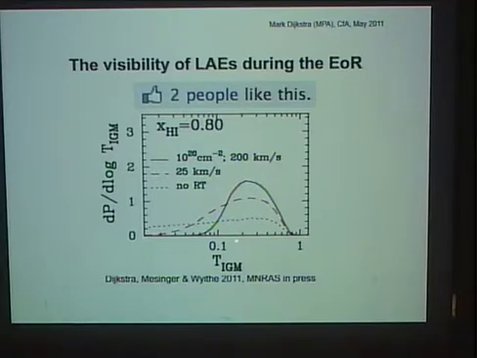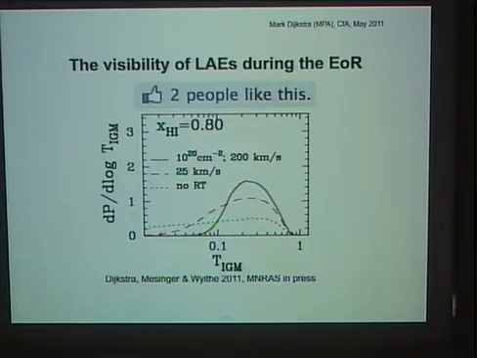So this is the same plot, but then for a neutral fraction of 80% by volume. So you see that now the inhomogeneity of this reionization process is kicking in quite a lot. You can see that for a majority of galaxies, even for the low wind velocity, you can transmit more than 10%.